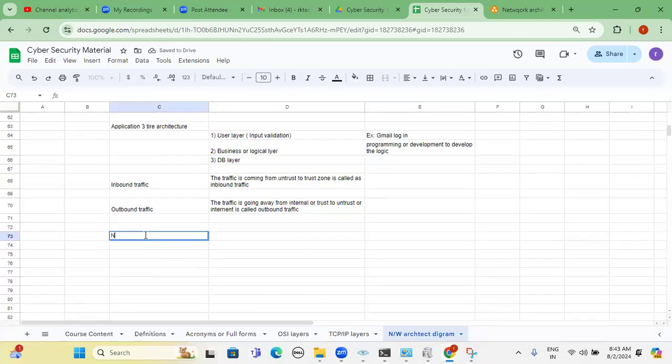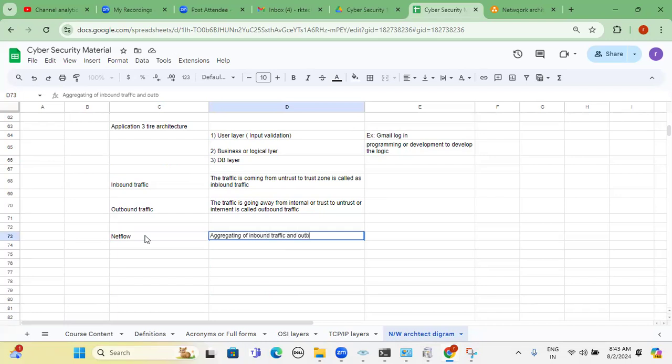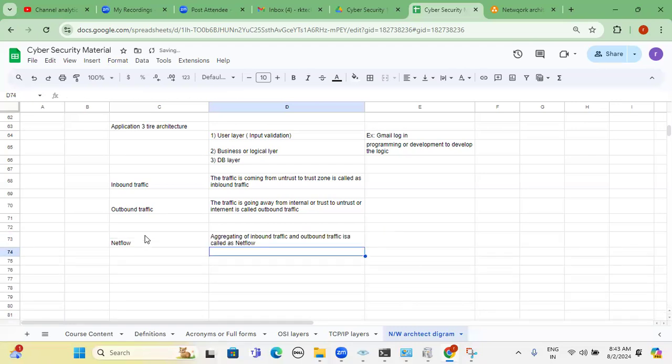So now, net flow data. What is this net flow data? The sum of inbound traffic plus outbound traffic we can call net flow data. Net is nothing but sum, right? Aggregation. Aggregating inbound traffic and outbound traffic is called net flow data. This net flow terminology is provided by Cisco.